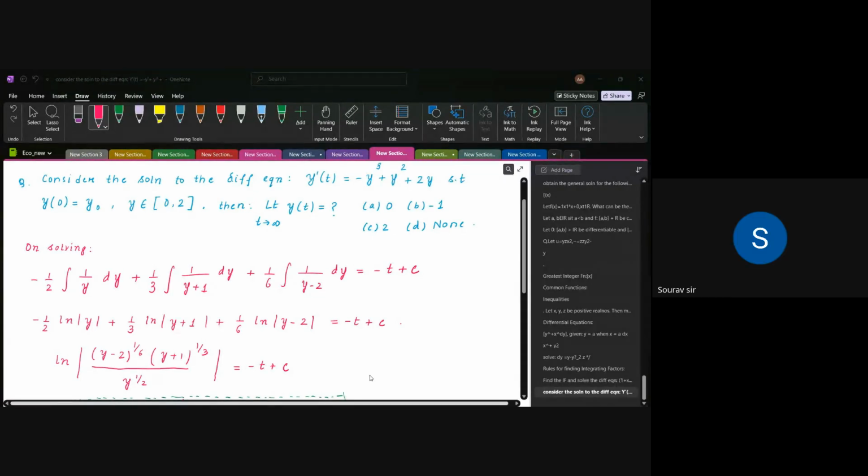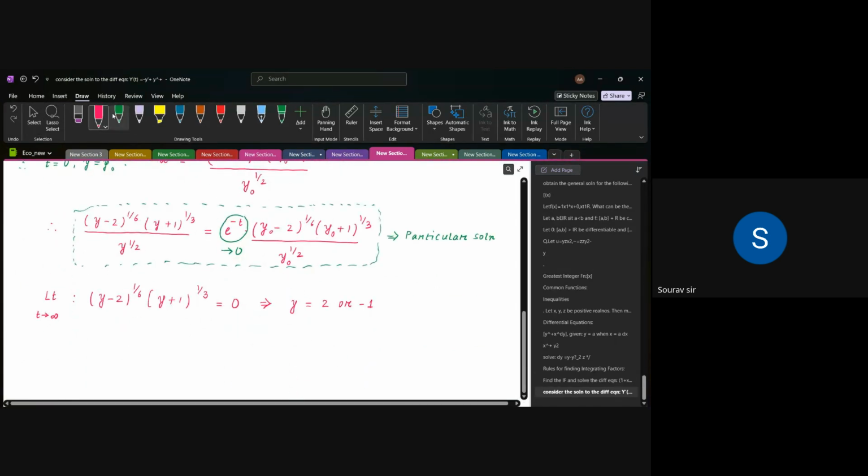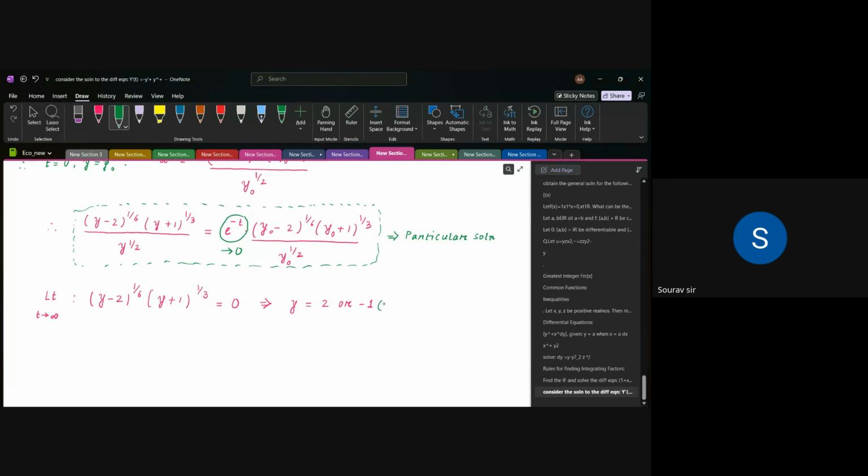Yes, absolutely. It's given in the question that the value of y will always lie between 0 to 2, or y is essentially positive. So that means y equals to minus 1 is not possible. So the only correct solution that you will have over here is y equals to 2.